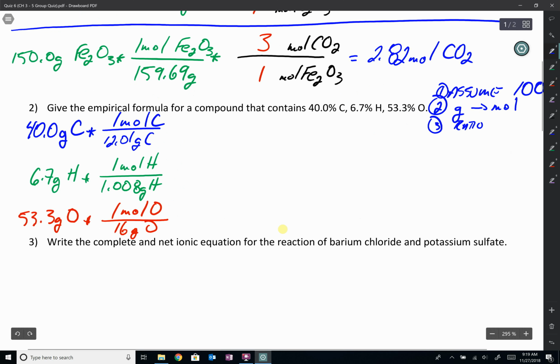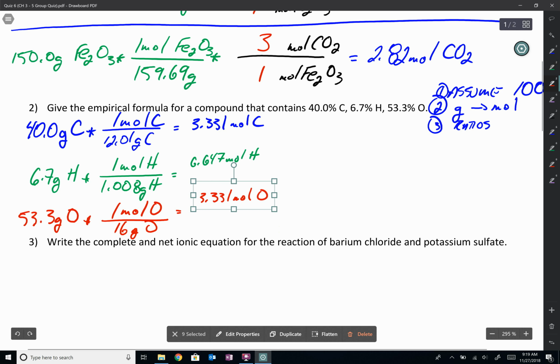And then we work on some ratios. I'll talk about what I mean in just a second. So let me walk through this math here. I calculated 3.331 moles of carbon, 6.647 moles of hydrogen, and 3.331 moles of oxygen.